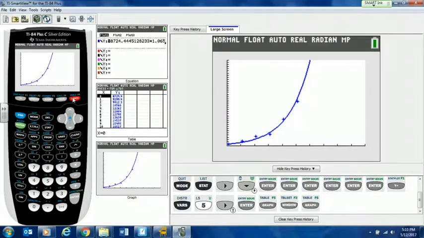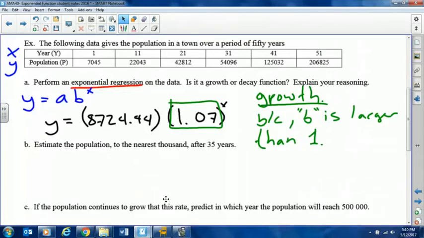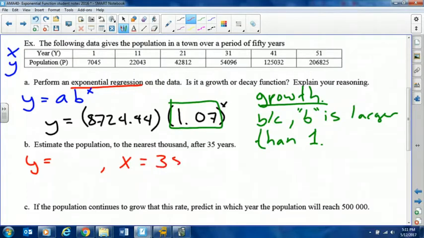Now the question is asking me, what is the population at 35 years? So the first thing I need to decide is, is this going to be my x equals 35 or my y equals 35? If I go back to my question, I put year is equal to x. That's what I have up here. So what that means is I'm looking for my y value when my x value is equal to 35. So then that's looking for that y coordinate when our x coordinate is 35.